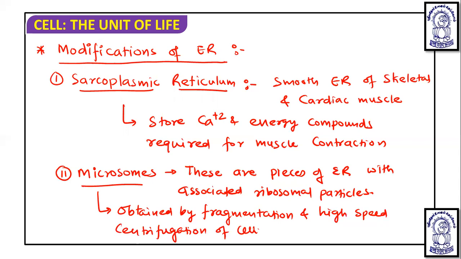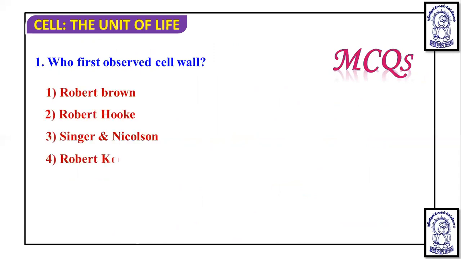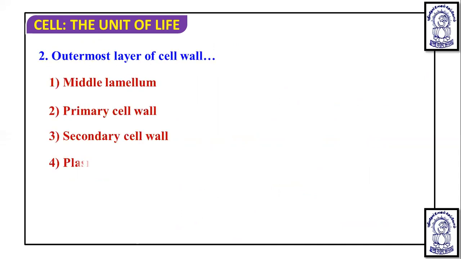Okay, so this is what some of the particular functions and modifications of the ER. So who first observed the cell wall? We know that it is by Robert Hooke. Outermost layer of cell wall, it is obviously middle lamella.